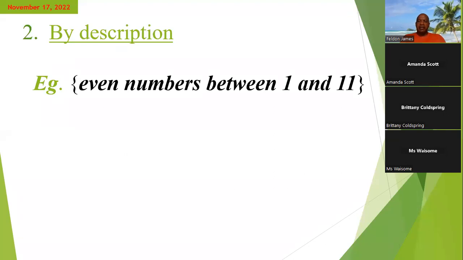So if we are to list the members that are described, it's between 1 and 11. So this would be 2, 3, 4, 5, 6, 7, 8, 9, 10. So those would be the members. If you are to list them, you would list those in curly brackets.